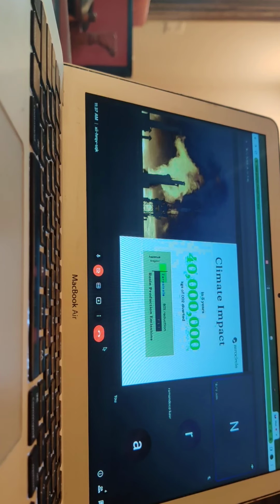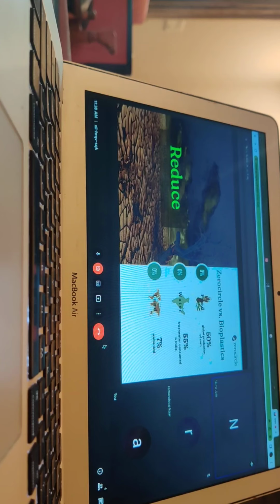And like I mentioned before, if you were to convert plastics, Zero Circle will have no impact on water, food, and land. But bioplastics, if we were to use corn to make our bioplastics, it would require 50% of global supply of corn and 55% of fresh water consumed in India annually.